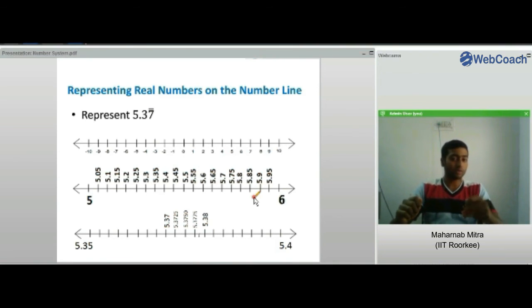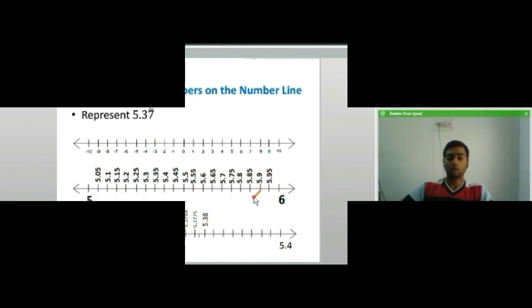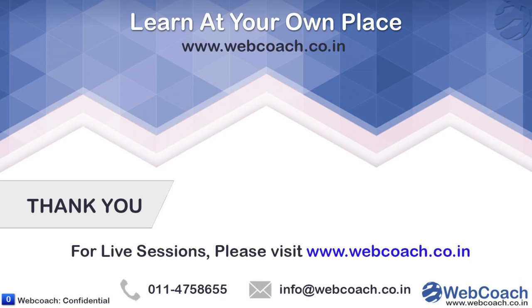But as the number keeps repeating itself an infinite number of times, we don't know how many times, so you will evidently never get to a correct representation of this repeating decimal if you want to plot the number directly on the number line, right?